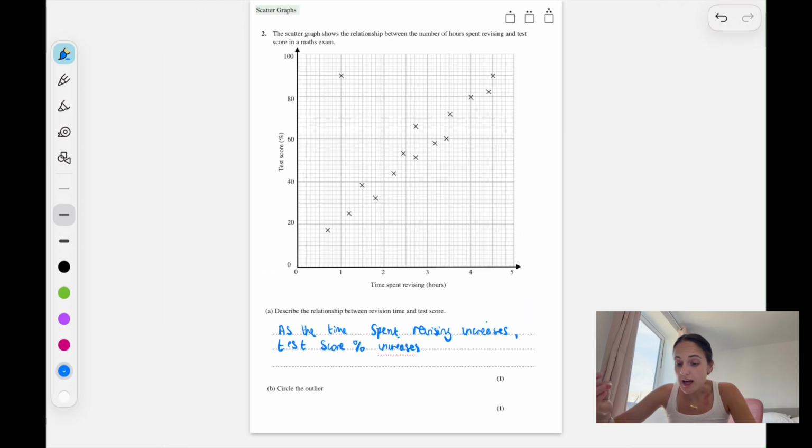It says circle the outliers. The outlier is the point that doesn't really fit in with any of the other information. So this person spent 1 hour revising and managed to get 90%. Good for them, but that's an outlier.